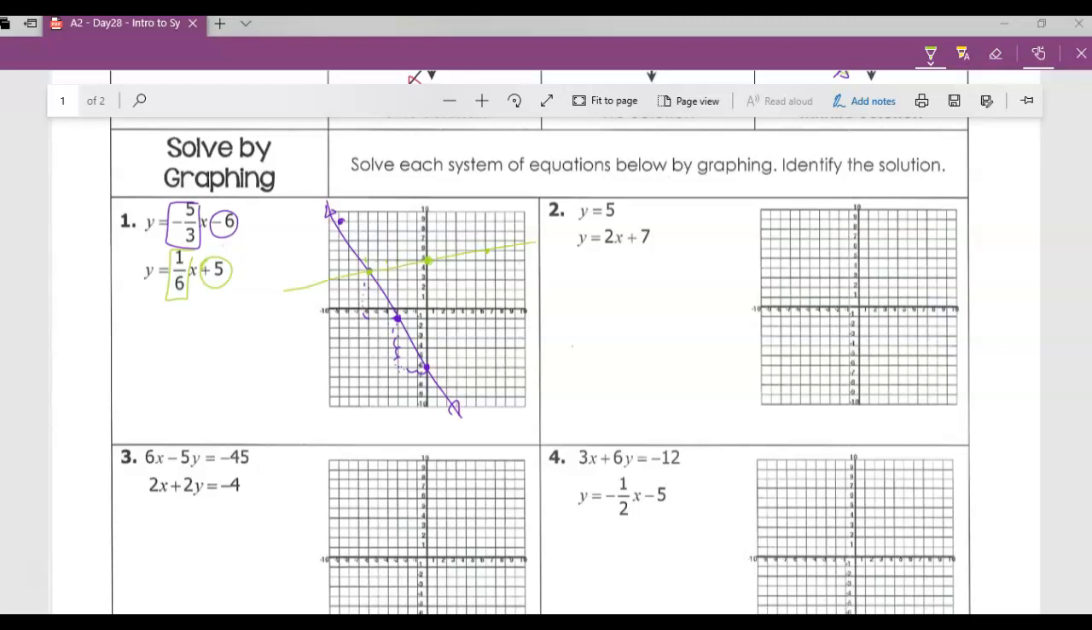Hey, that was a little better. Nicely done. We get our intersection, and our intersection is at (-6, 4). That means if you plug in a negative 6 for x in both these equations, you'll get an answer of positive 4, because they both equal the same exact thing at that point. That's what the solution means.